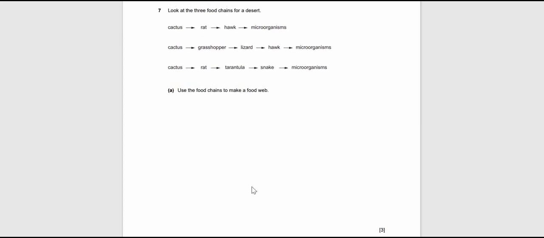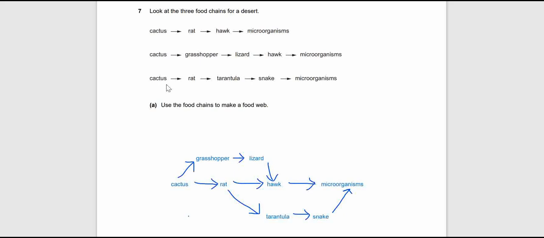Right, guys. Okay, let's check out the answer. Time up. If you have not finished, you may pause this video. What is our answer? So, cactus here, go to grasshopper, this one, lizard, hawk, and microorganism. Second one is cactus, rat, hawk, microorganism. Now, the last one is cactus, grasshopper, lizard, hawk, microorganism. So, we don't write the same animal twice, but only one. So this makes a link in a food web.